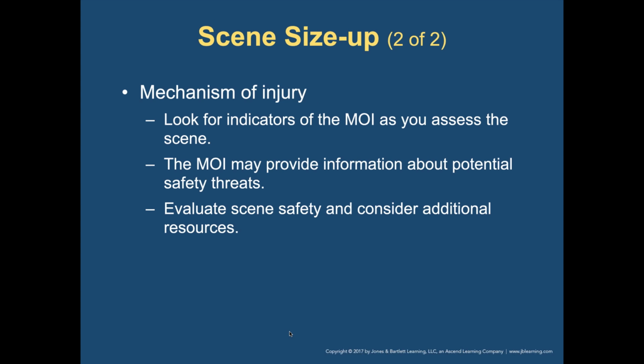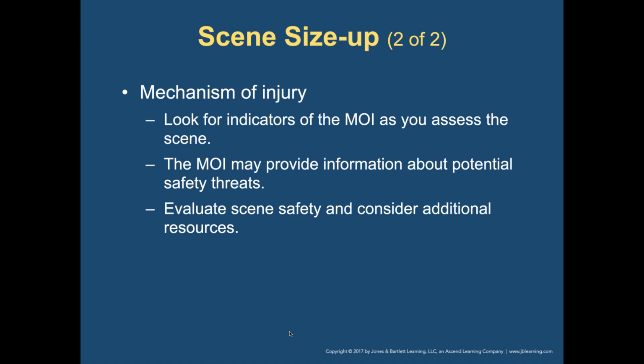Look for indicators of your MOI as you assess the scene. They can help you develop an early index of suspicion for underlying injuries. If it looks like they're going to wind up having closed tissue injuries, based on what you see in your MOI, especially if it's a car wreck, then be aware of that. Depending on how bad it is, those closed tissue injuries could be really significant. If they've broken their ribs, and those ribs are at risk of puncturing organs, that's a major concern.